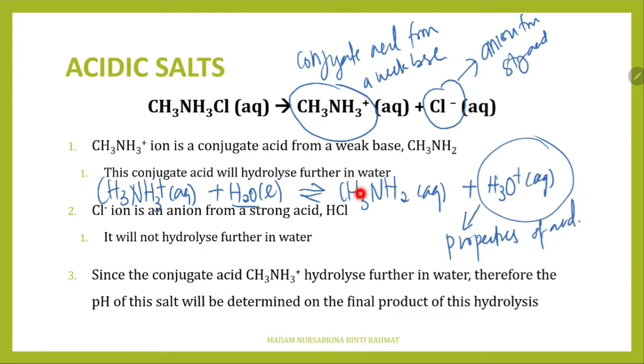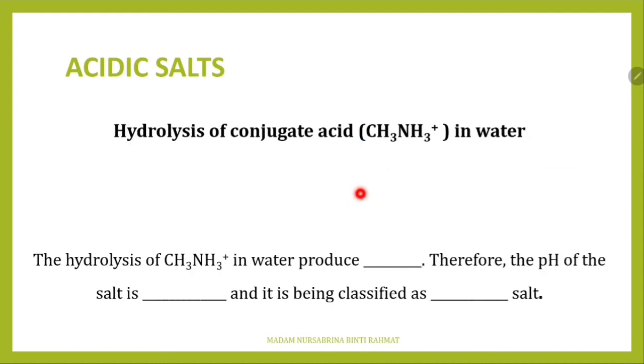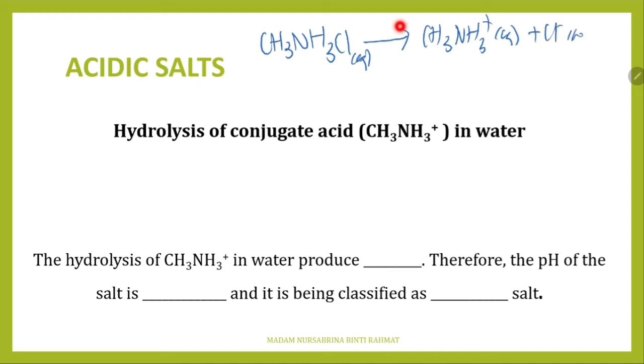Okay, so therefore the salt formed is an acidic salt with pH less than 7, due to hydrolysis of the conjugate acid in water. Let's rewrite CH3NH3Cl. This is our salt that we produce from the reaction between HCl and methylamine. So CH3NH3+ plus Cl-.